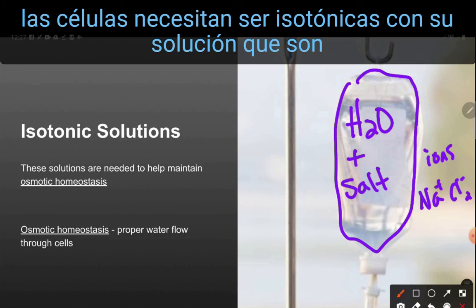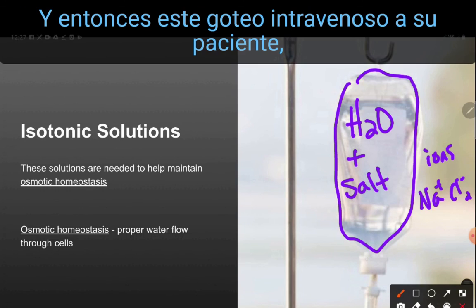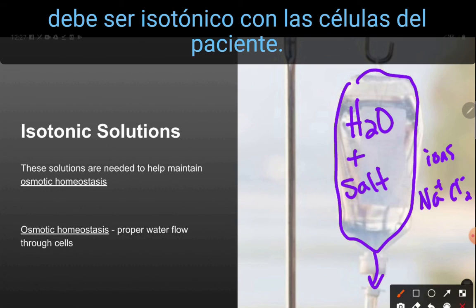Cells need to be isotonic with the solution that they are in order to be healthy. And so this IV drip to its patient must be isotonic with that patient's cells.